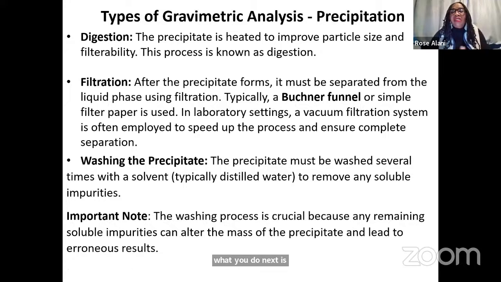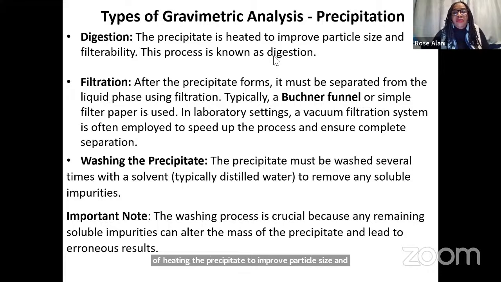You heat the precipitate to improve particle size and filtrability. Heat it, and it will improve the particle size and make it well filtered. This process of heating the precipitate to improve particle size and filtrability is called digestion.